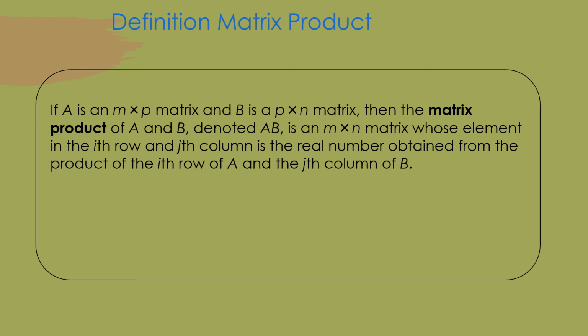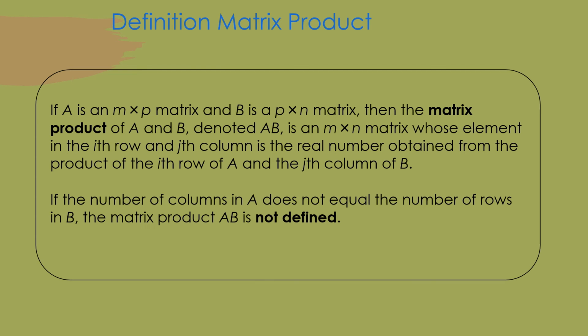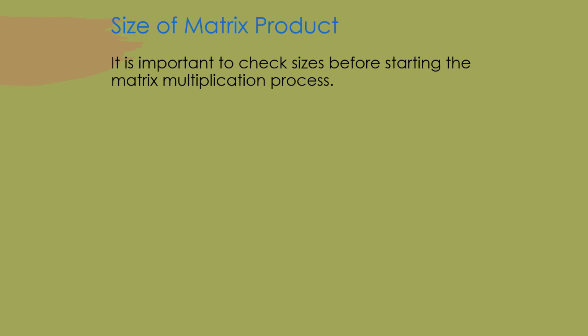So if you have a matrix of M by P and another of P by N, see here the number of columns is the same as the number of rows, so multiplication is possible, and the final result will be of order M by N. If they do not match, if the number of columns of A is not the same as the number of rows of B, then the multiplication is not defined.